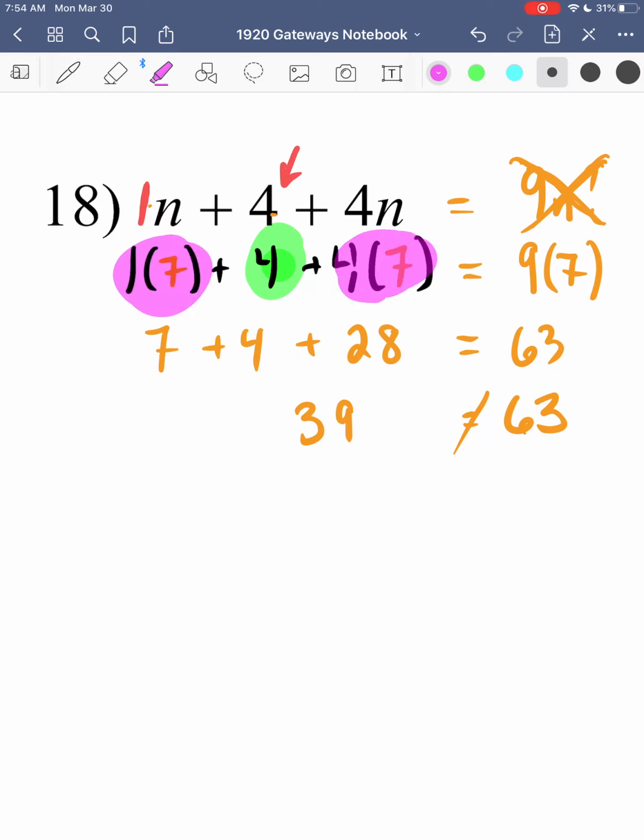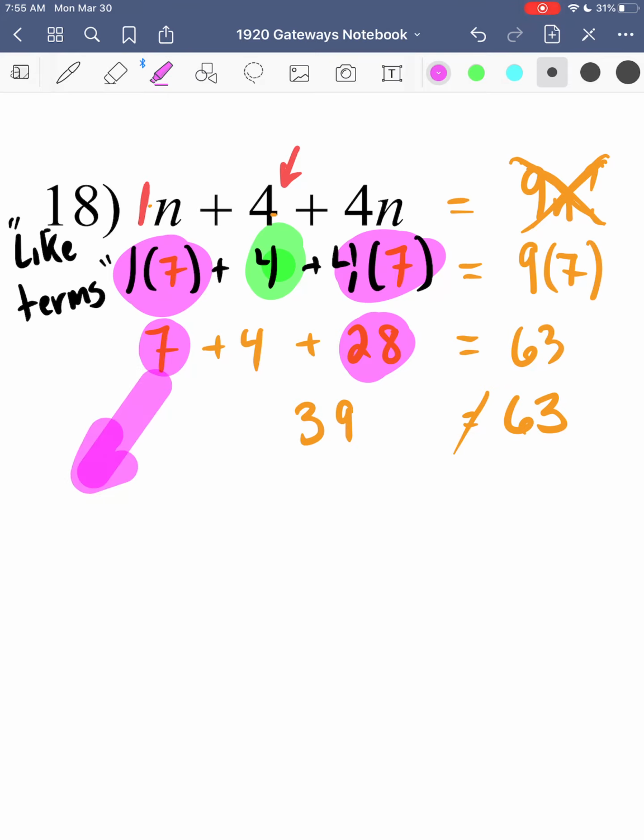So these two and these two are what we refer to as like terms. And what that means is that we can say, wait a minute, 1 times 7 plus 4 times 7, that's going to be 7 plus 28. Well, 28 plus 7 is 35. That's the same thing as 5 times 7.